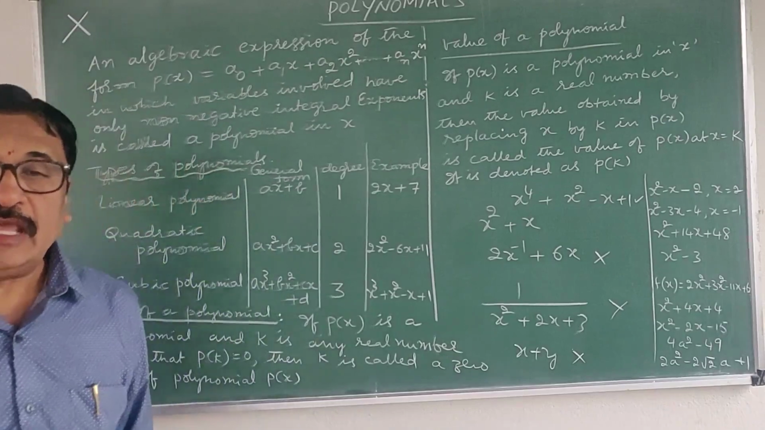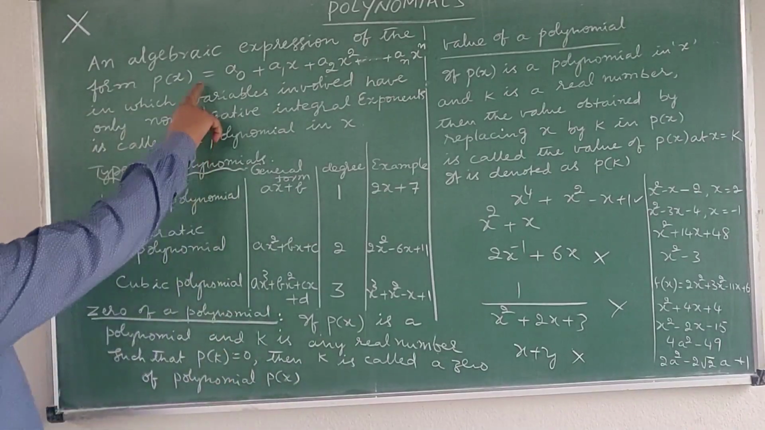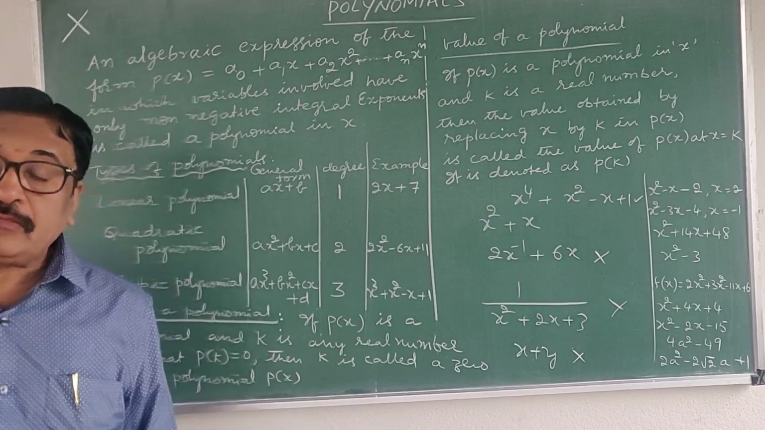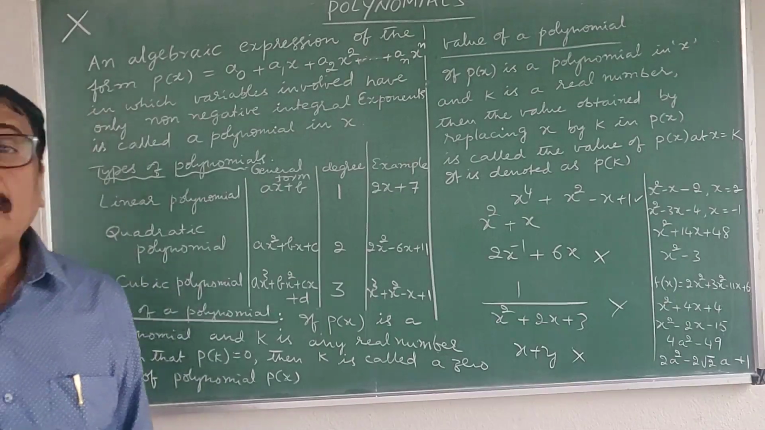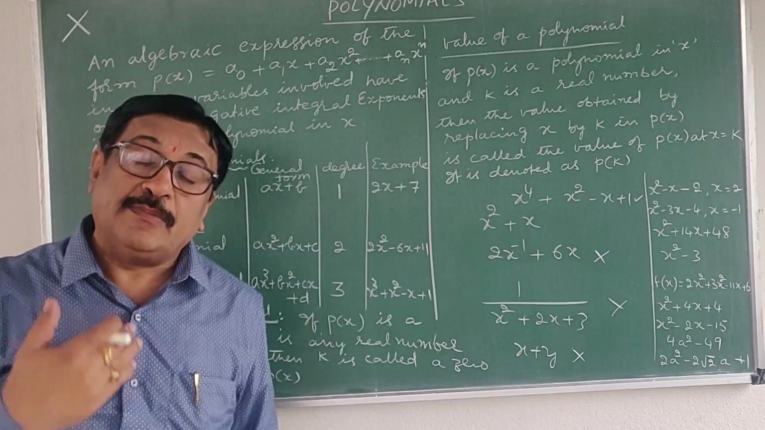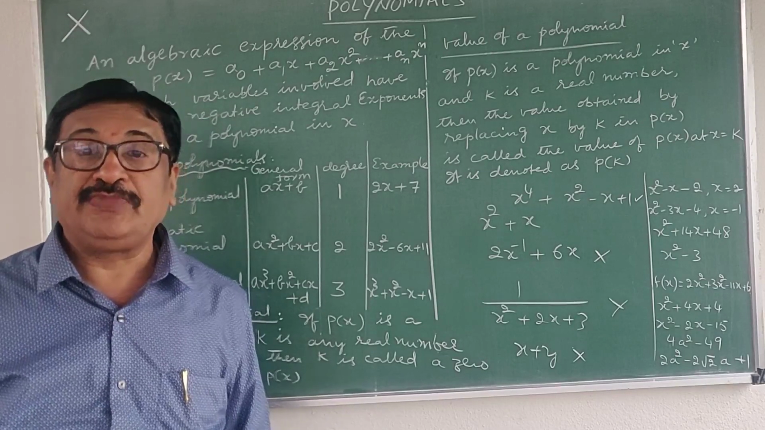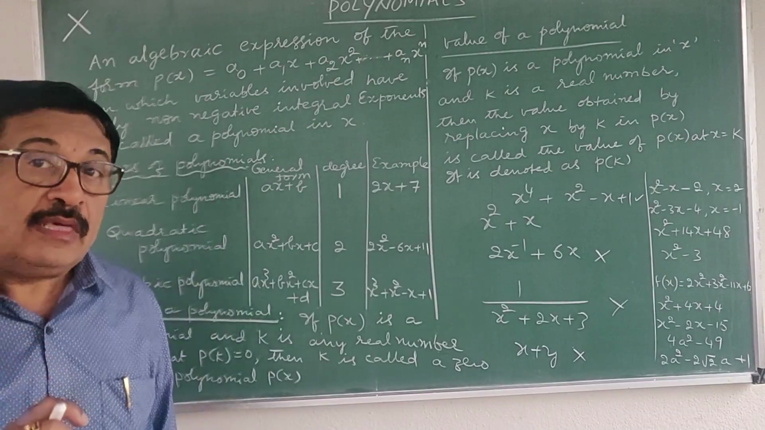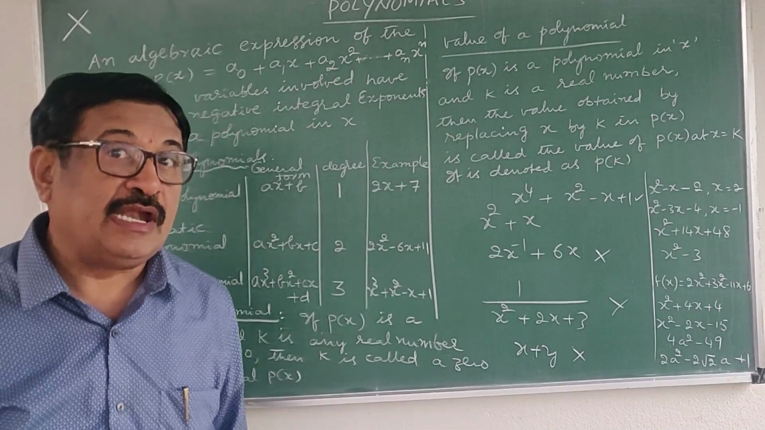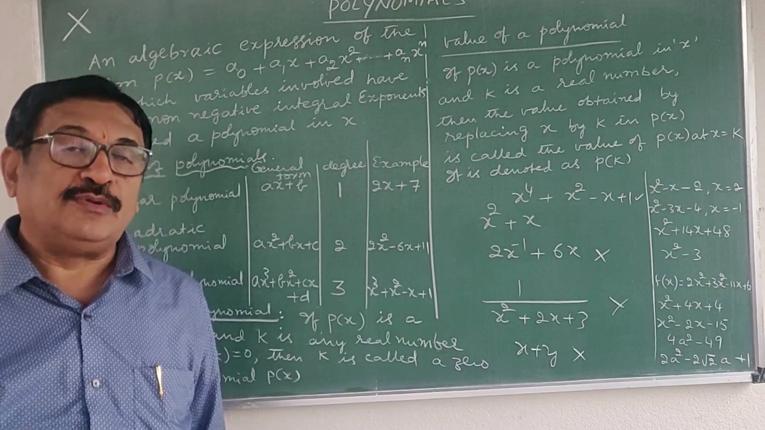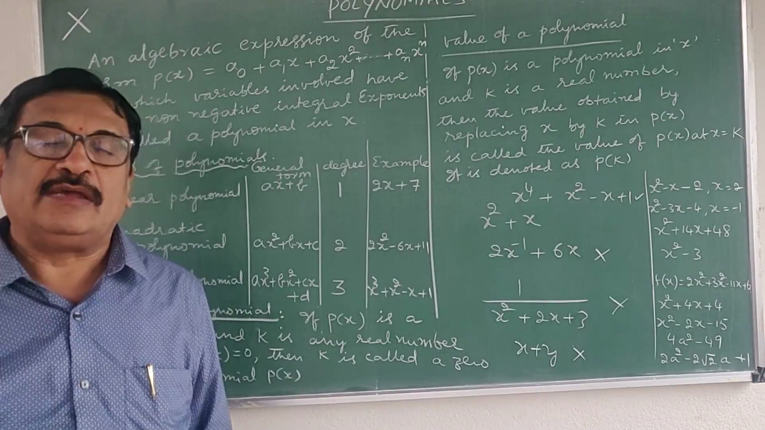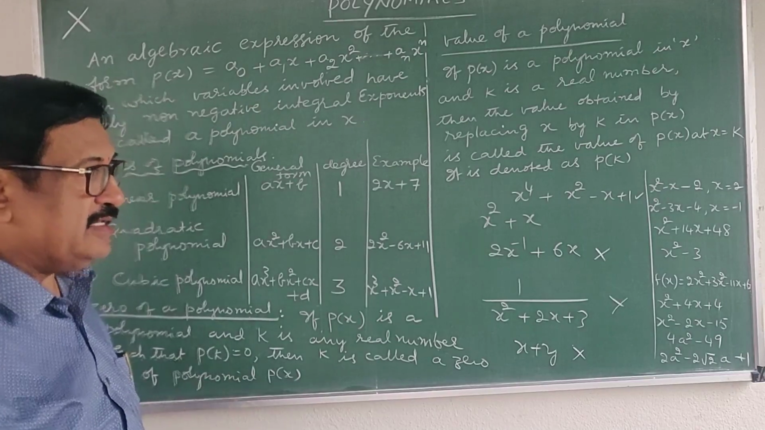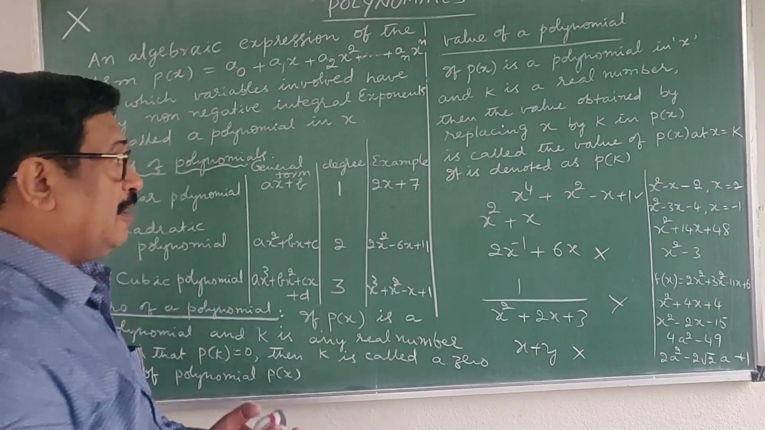polynomial, because any algebraic expression in this form has only one variable, but that variable can be repeated any number of times. Each time that variable is repeated, the power or the exponent or index should be a non-negative number, meaning a positive integer. If it is a negative integer, we don't call it a polynomial.